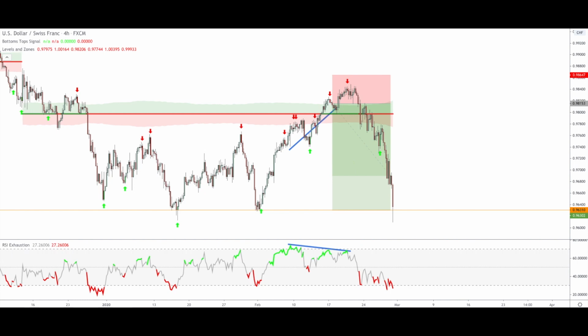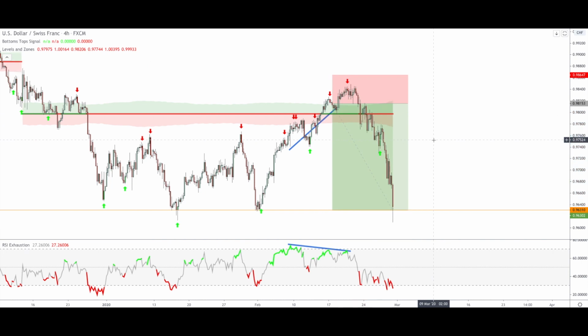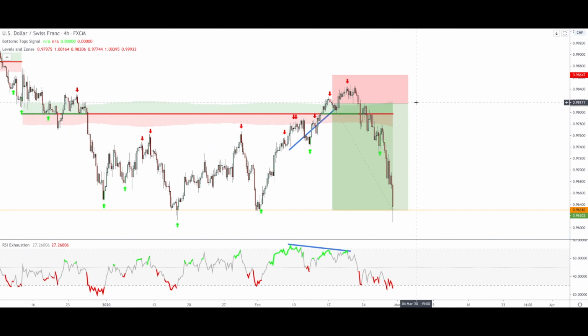Well guys, target reached. The price went almost straight down. I'll move this to show you that we have reached the target. There's nothing much to say except for the fact that as the price went down, I kept following it by lowering my break-even point. So this is what I like to do. Of course, it's up to you.